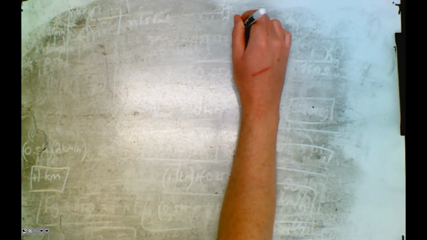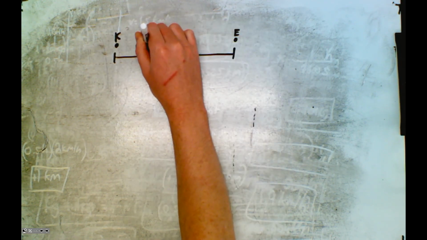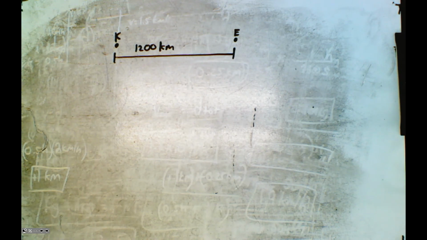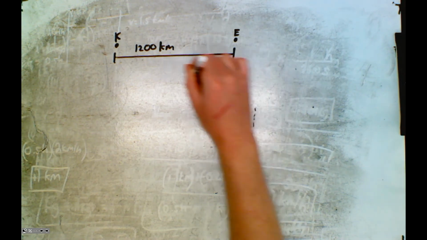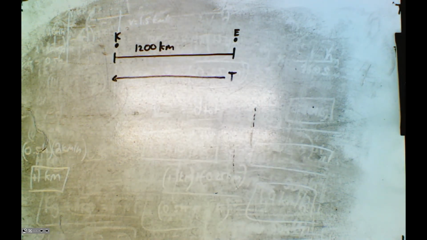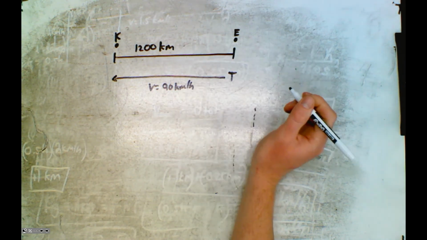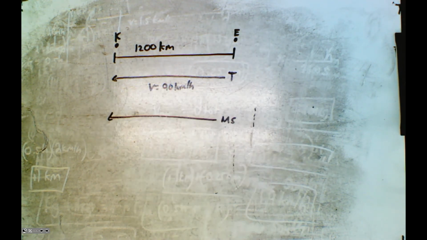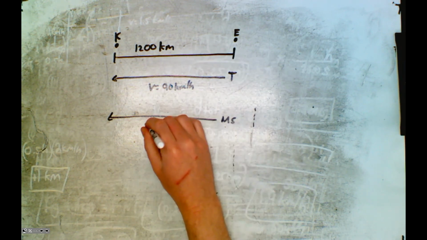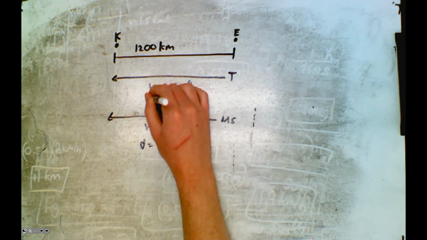So this is Edmonton. This is Kelowna. I assume they start in the Edmonton area, and they need to travel 1,200 kilometers to Kelowna. Terry travels there, and it tells us that Terry travels at a speed of 90 kilometers an hour. Mark and Steve travel to Kelowna, and we're trying to find the speed. We know that both of them have a distance of 1,200 kilometers, because that's how far it is to Kelowna.